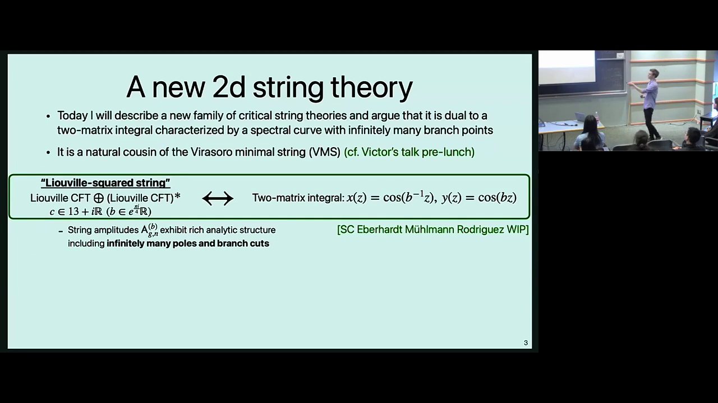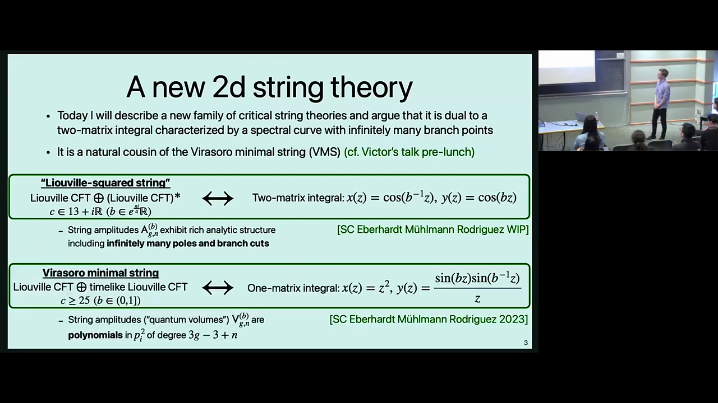And in the language of Victor's talk from earlier this morning, this corresponds to the B parameter having a funny pi/4 phase. And I'll try to argue that this string theory is dual to a two-matrix integral characterized by this spectral curve. And unlike the observables in the theory Victor told you about this morning, we'll see that the string amplitudes, which we'll call A instead of V, will exhibit a rich analytic structure, including infinitely many poles and branch cuts viewed as functions of the momenta.